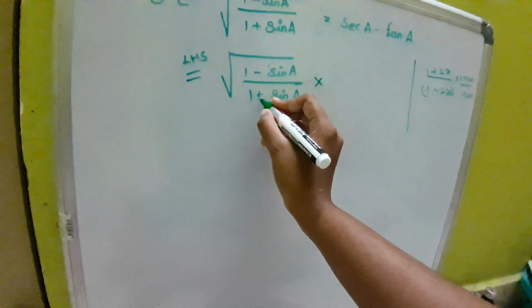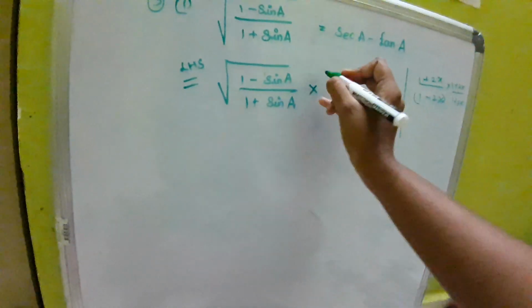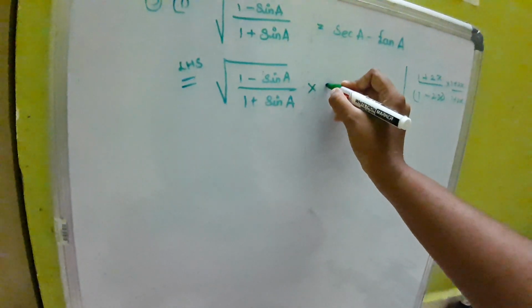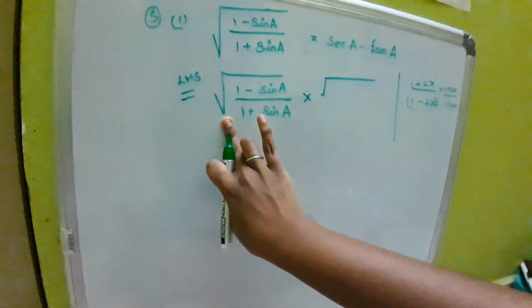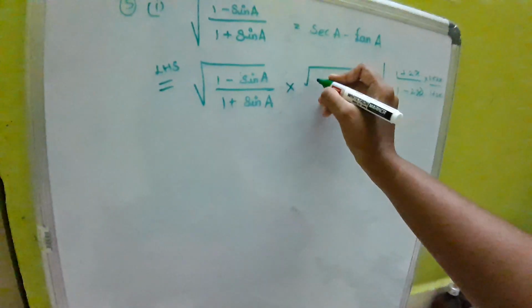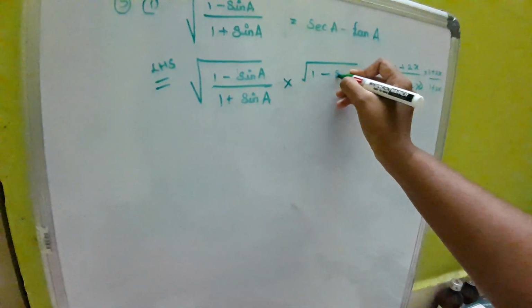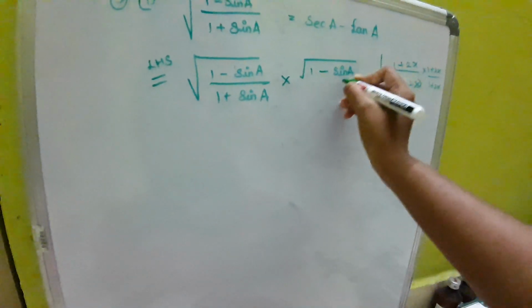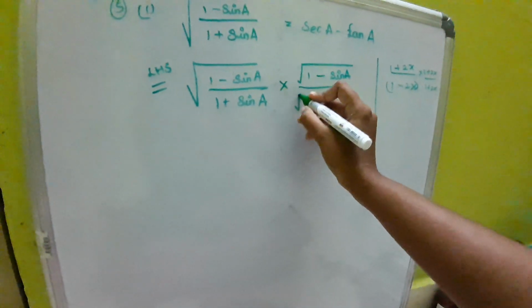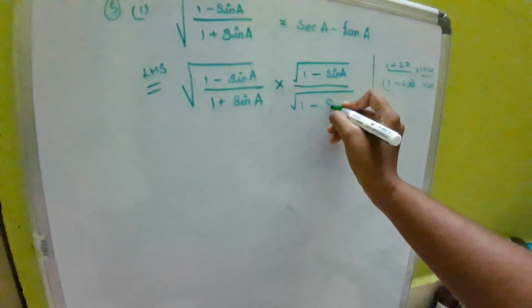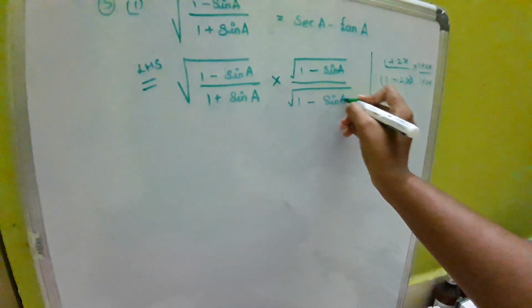Here the denominator is 1 plus sin A, so I'm going to multiply. You also need to take the root also. Okay, don't forget to take the root also. 1 minus sin A, just changing the sign. Okay, multiplying it, the same value you need to divide, 1 minus sin A.